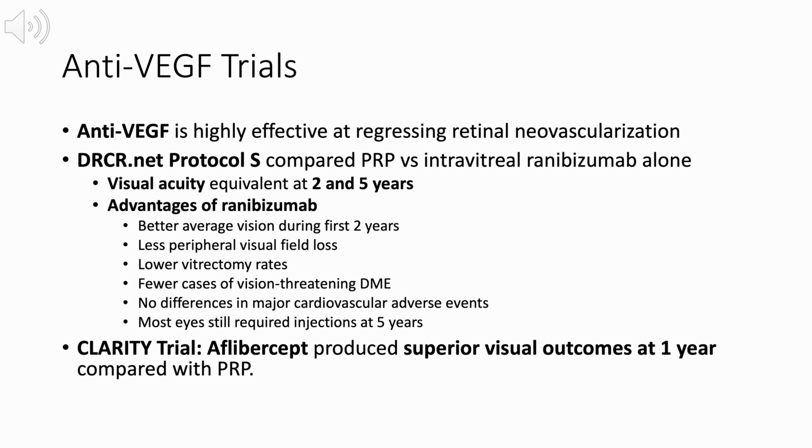The critical caveat, however, is this: most eyes still required injections at 5 years. This is the durability problem, and it is the single most important practical consideration when choosing between these modalities. The second trial, Clarity, found that aflibercept produced superior visual outcomes at 1 year compared with PRP, reinforcing the same overall message.